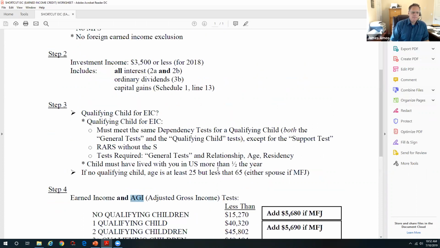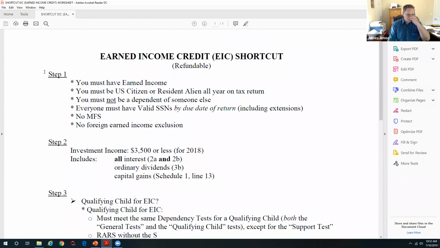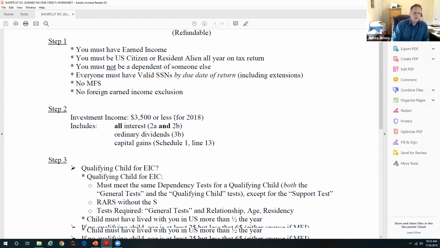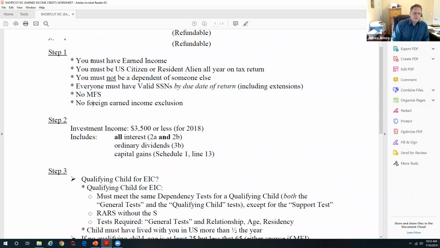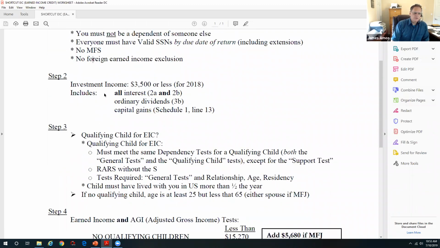Okay, let's do a quick recap. Step one, you've got to go through these six different miscellaneous tests. You have to have earned income. You have to be a U.S. citizen or resident alien all year on the tax return. You must not be the dependent of someone else. Everyone on the tax return has to have valid Social Security numbers by the due date of the return, and that does include extensions. No MFS, no foreign earned income exclusion. If you meet all of those, you can go to step 2.